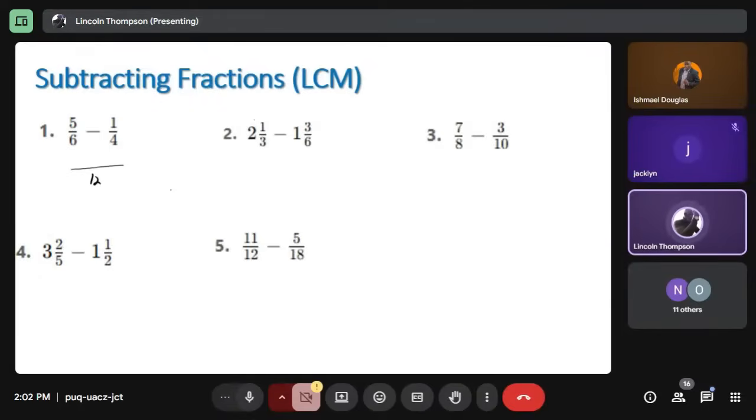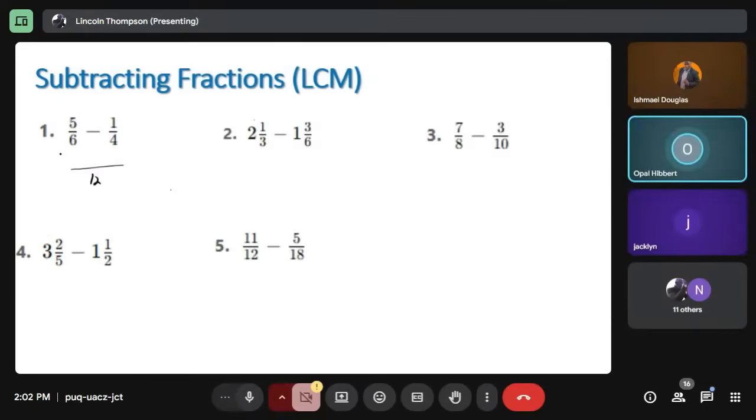So let's write our sentences now, guys. We got the 12. So what was our next step? 12 divided by 6. All right. So 12 divided by 6, and that gave us 2. What do we do with the 2? Multiply by the numerator. All right. So what's going to be our answer? 10. Excellent. You're catching on right now. Full speed. Next one now.